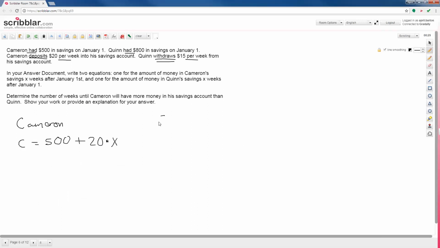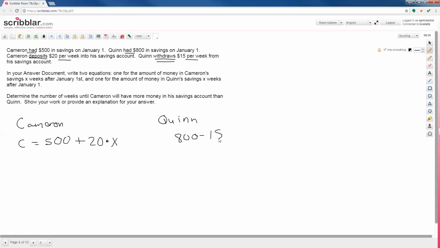So now I want you guys to write the equation for Quinn. Quinn's information was he had $800 in savings, then he withdraws $15 per week. So what equation would we have for Quinn? We are going to use a minus sign. Then we had someone say 800 minus 15. That's close, but not complete. Everything here is right. 800 minus 15 is correct. It's just not the final answer.